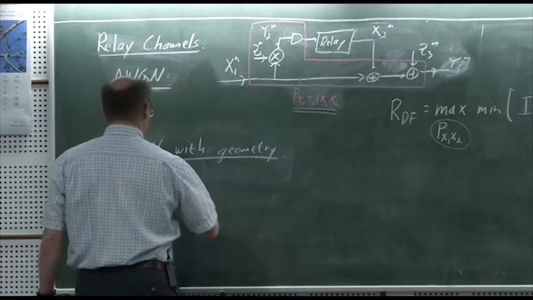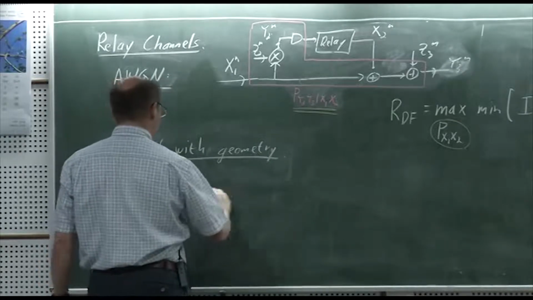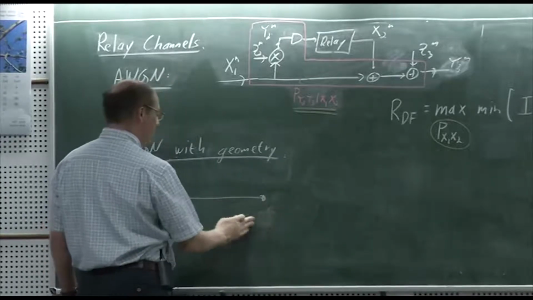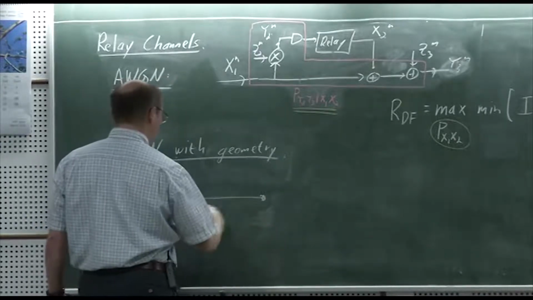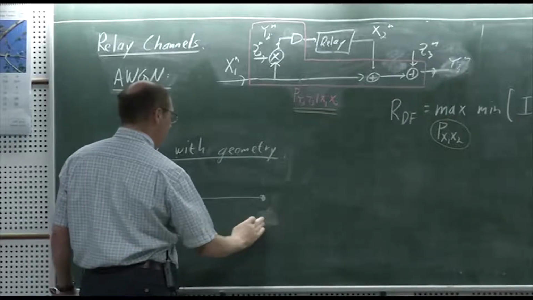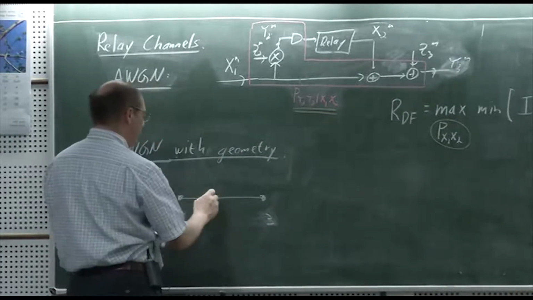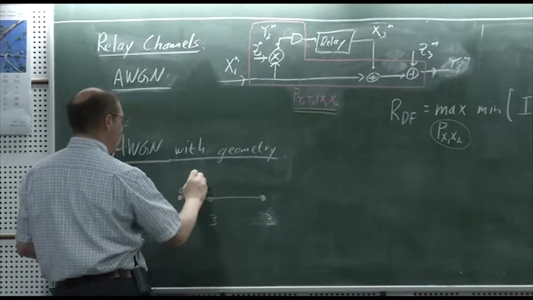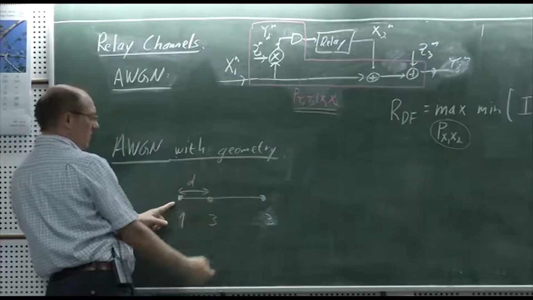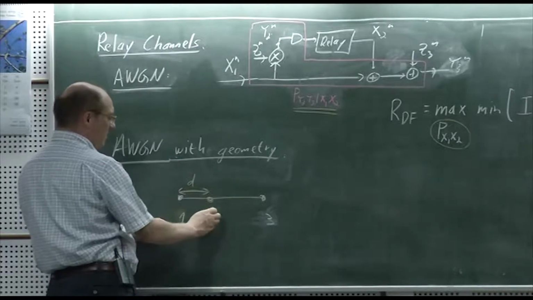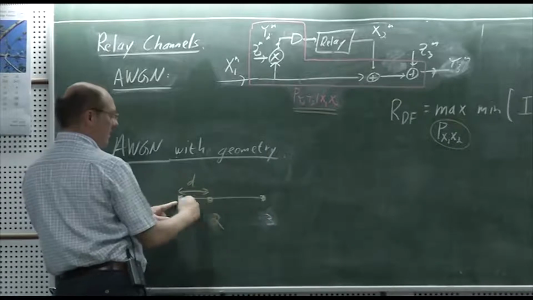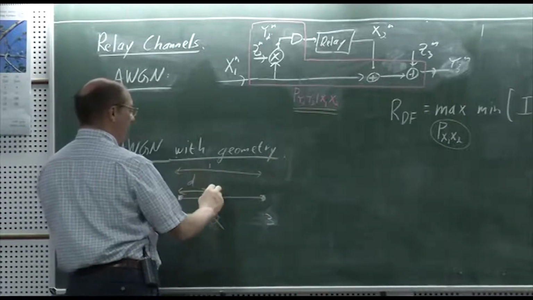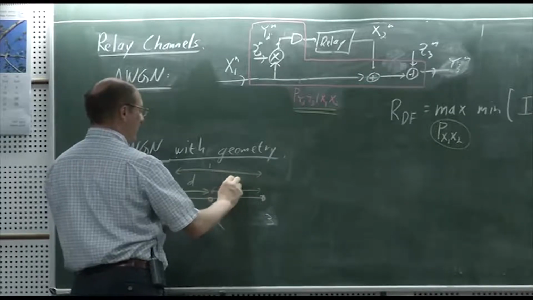So suppose here's the source node, and suppose the relay is on a line between the source and the sink. Let me use numbers, 1, 2, 1, 3. And suppose the relay is some distance d on the line between the source and the sink, and suppose this distance is 1, so that then makes this distance 1 minus d.